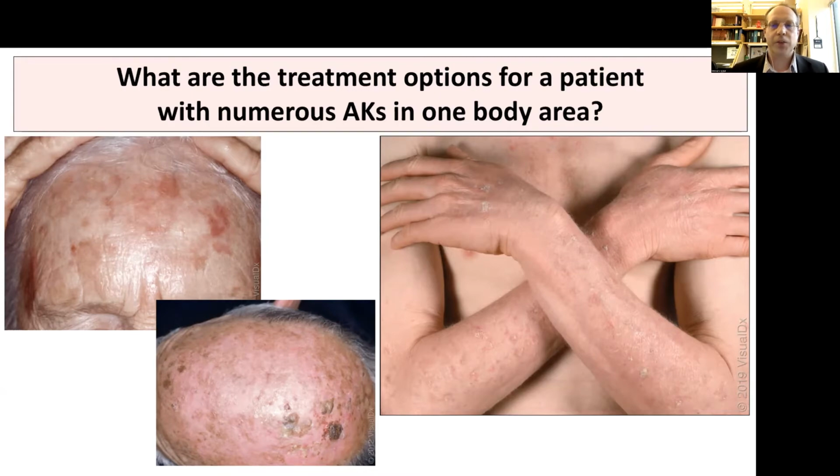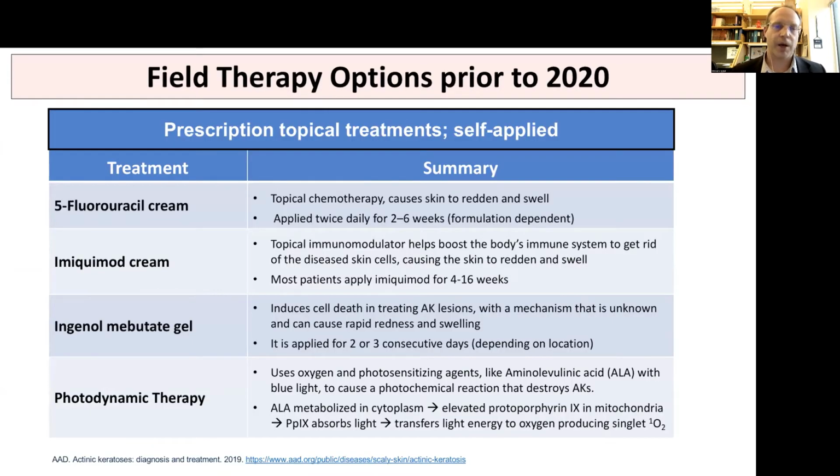Prior to 2020, there were a number of field therapy options to try to tackle numerous actinic keratoses like this. Four of the most used field therapy options are listed here. 5-fluorouracil at the top is a topical chemotherapy. It's usually applied anywhere from twice daily for 2 to 6 weeks, depending on the formulation. There are several formulations out there, but it's known to cause a lot of skin redness and swelling, affect patient quality of life, and sometimes impact whether they can go to work or social events.